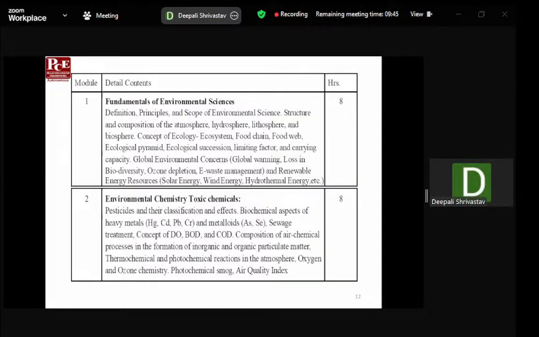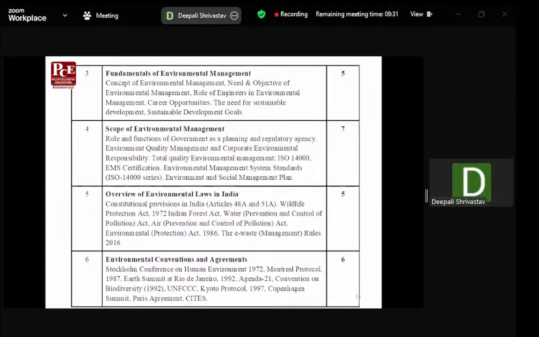So in this, you will have biological oxygen demand and chemical oxygen demand. Just by reading the data, you can tell whether a particular thing is going to work or not. Then you will have the fundamentals of environmental management, objectives, role of engineers in environmental management, and scope of environmental management, where you will get awareness of ISO certifications and the social management plan. There is an overview of environmental laws in India and abroad also. You will get to know different acts and treaties in India which work on environmental issues, and environmental conservation conventions and agreements like the Kyoto Protocol, how they are developed and how they are accepted worldwide.